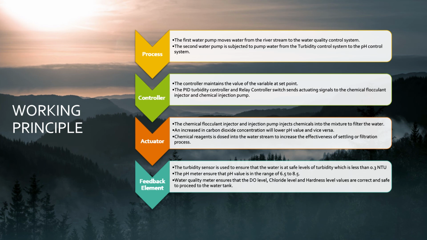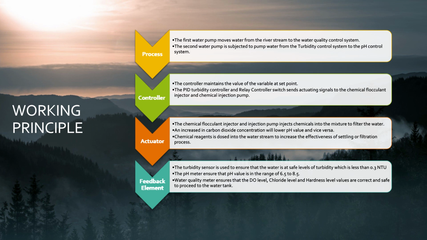For actuator, the chemical flocculant injector and injection pump inject chemical into the mixtures to filter the water. An increase in carbon dioxide concentration will lower pH value and vice versa. Chemical reagent is dosed into the water streams to increase the effectiveness of settling or filtration process.